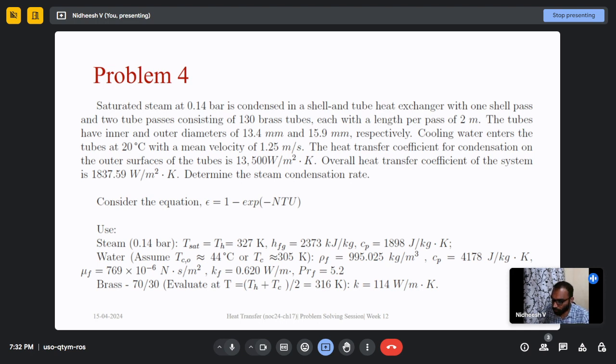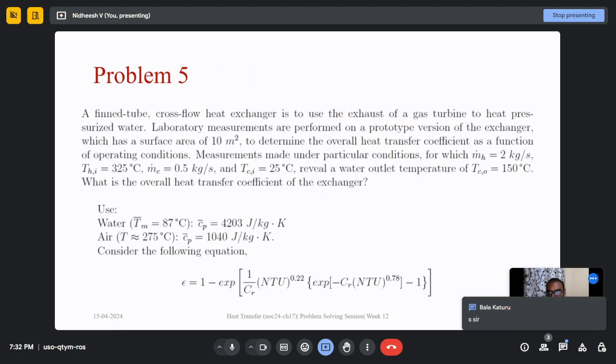So shall we move on to the last problem? Yes. Okay, this is the last problem for today, problem 5. Let me read out the problem statement. A fin tube cross flow heat exchanger. There is a cross flow heat exchanger, which is used to use the exhaust of a gas turbine to heat pressurized water.